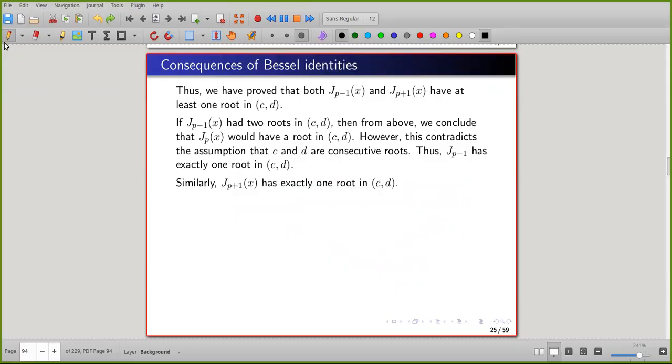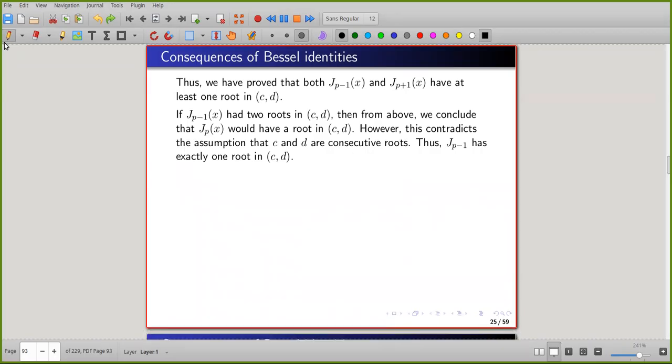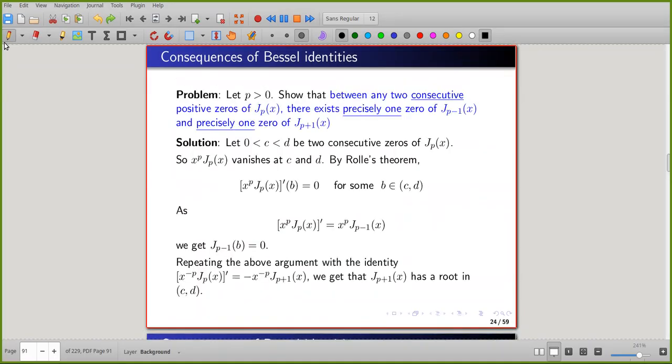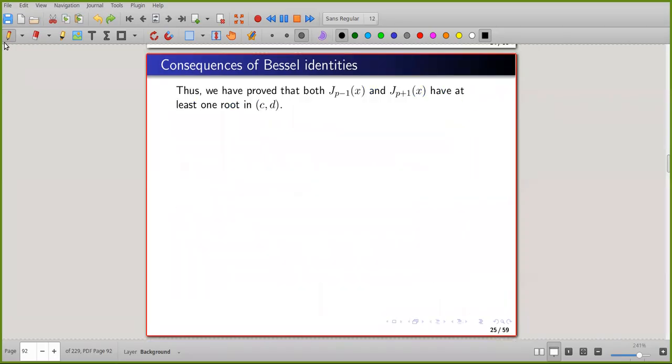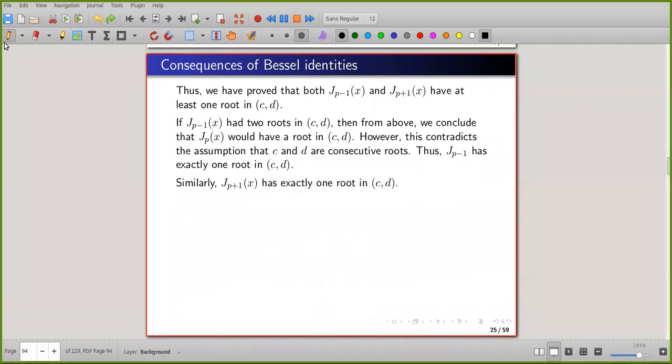Okay, so let's go ahead. Similarly, Jp plus 1 has exactly one root in c comma d. All right. So that completes the proof of this result. That's exactly what we wanted to prove. We had to show that between any two consecutive positive roots of Jp(x), there exists precisely one zero of Jp minus 1 x and precisely one zero of Jp plus 1 x. Okay.